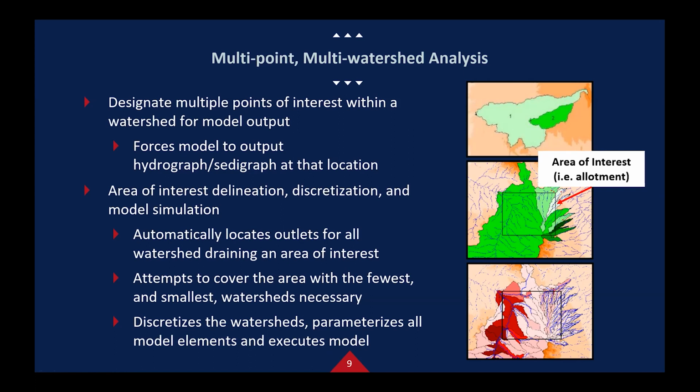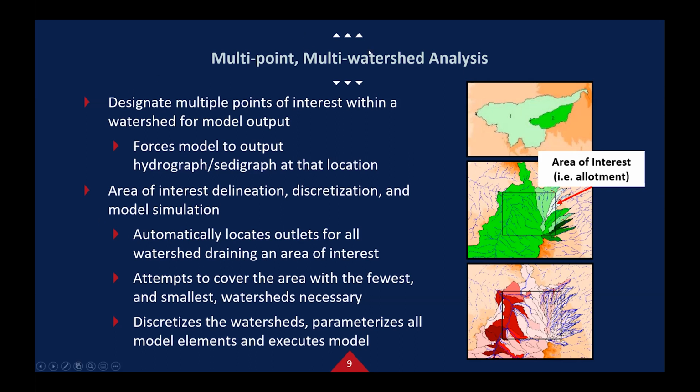We use this a lot when we're working post-fire. Usually a BAER team will have identified what they call VARs, values at risk. And we will model to those values at risk within the larger watershed, and it will force the model to provide output, hydrograph and sediment graph, for that specific location.